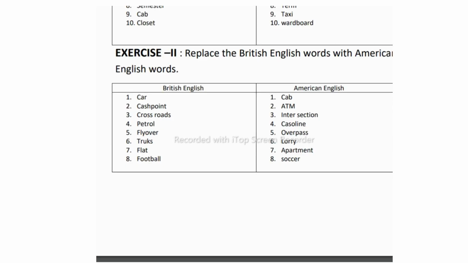Now let us see exercise 2, which is to replace the British English words with American English words. Here in the textbook they have given one paragraph where the British English words are in italics, which you have to change to American English. Now let's see the first one. Car: we call it car in British English, while in American English the same word is called cab. In British English, we say cash point, whereas in American English it is called ATM.